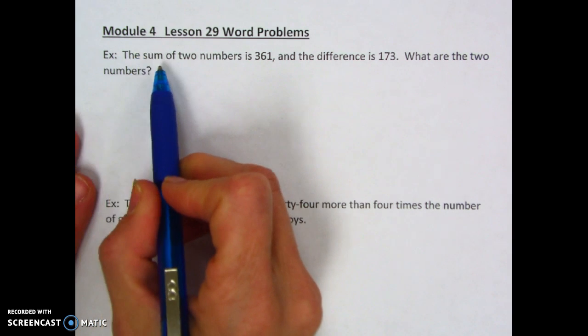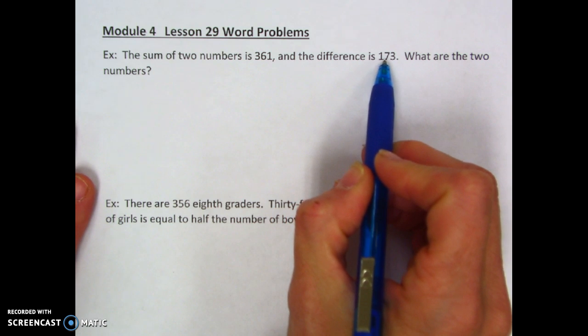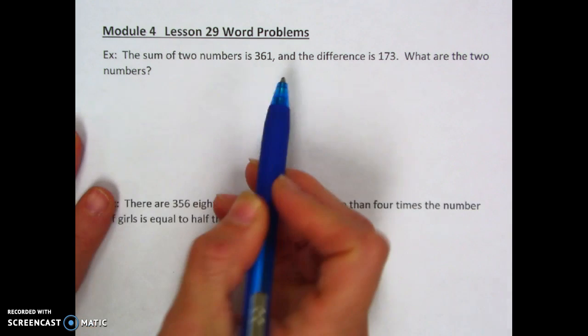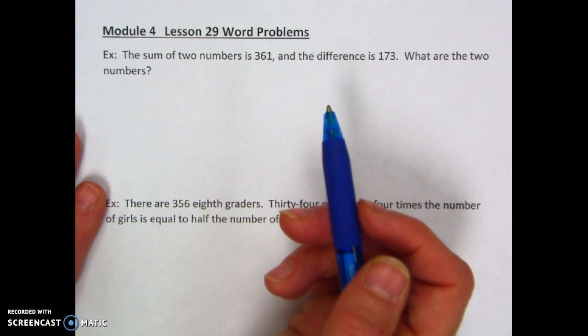First example, the sum of two numbers is 361. The difference is 173. What are the two numbers? So we have two numbers. Chances are they're two different numbers. They're probably not the same amount.